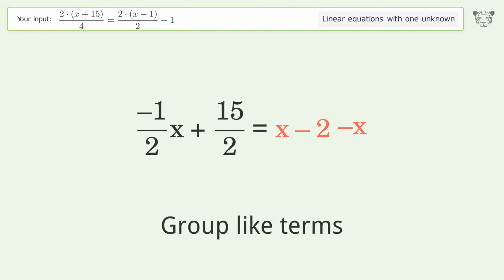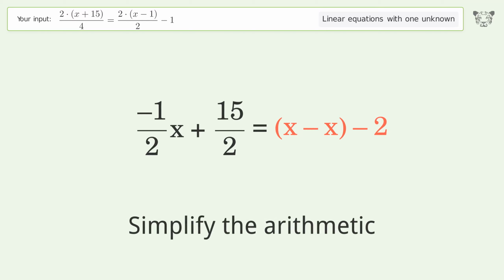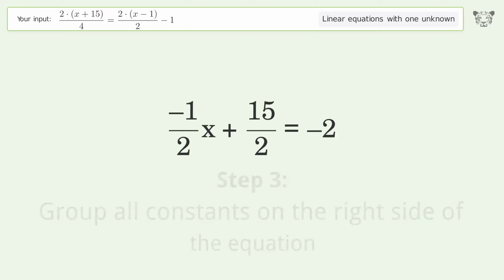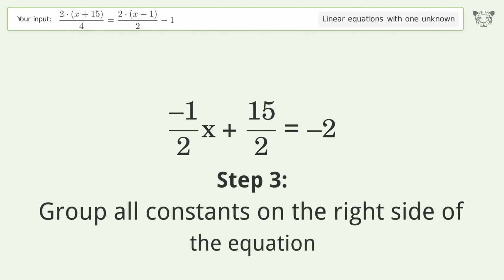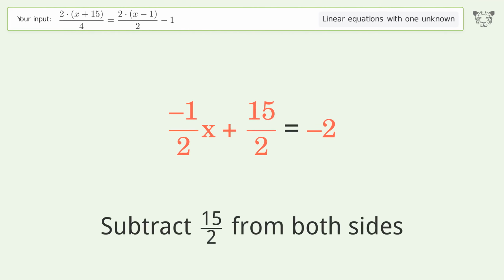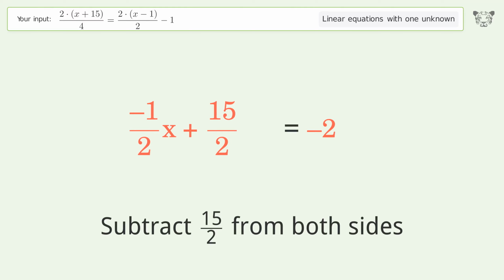Group like terms. Simplify the arithmetic. Group all constants on the right side of the equation. Subtract 15 over 2 from both sides.